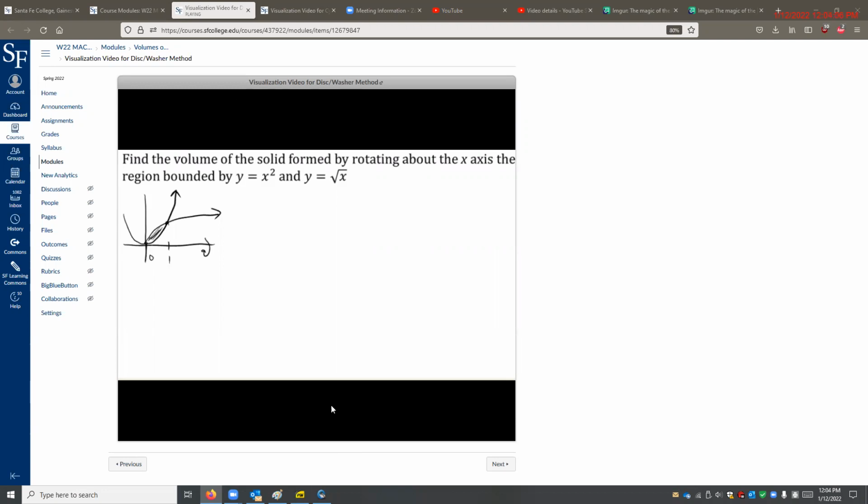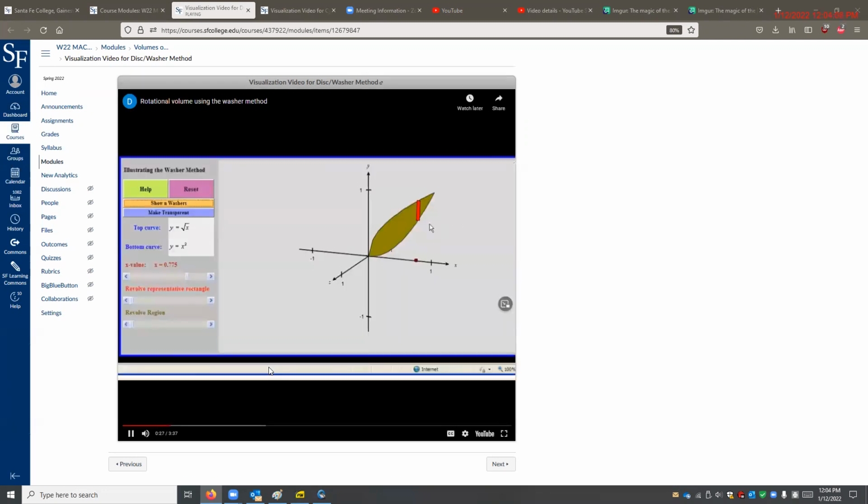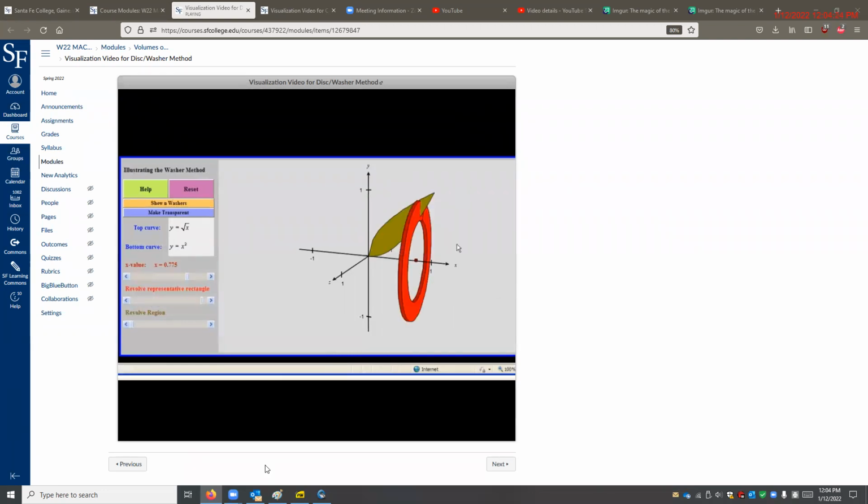To get a better idea of what's going on here, let's take another look at this. So here's my y equals x squared and my y equals square root of x region. There is a representative little slice, and what we're doing is we're rotating that piece around the x-axis, and you notice that that's going to give us this donut shape, well, washer.